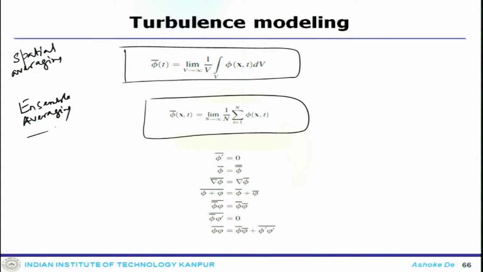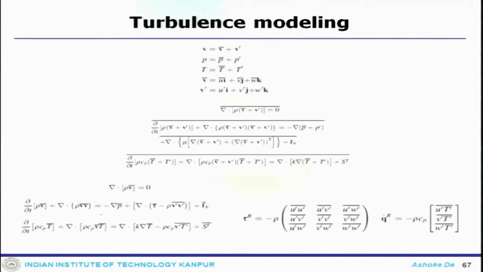There are certain averaging rules for RANS. One is that if you take the average of the fluctuating component, it is 0. The double bar of a quantity is the same as the single bar. If you take delta phi of the average, it is delta phi bar, and phi plus phi bar is like that. So, these are the Reynolds averaging rules which follow.